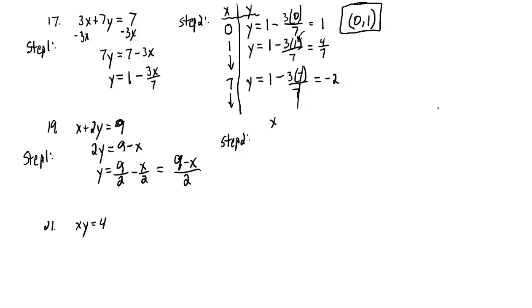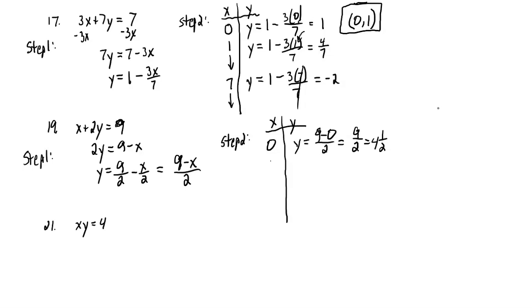Make an XY table. The first whole number is 0. Now, when we use 0 as an input for x, what do we get as an output for y? We would have y equals 9 take away 0 all over 2. And this makes 9 over 2, which is 4.5 as a decimal, but it's not a whole number. So using 0 for x doesn't create a solution to the equation that fits our domain.